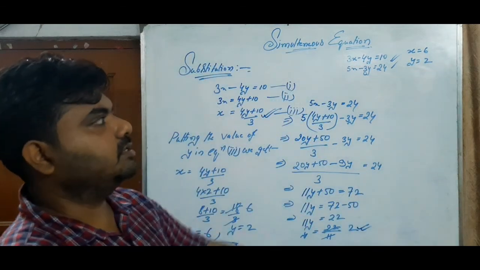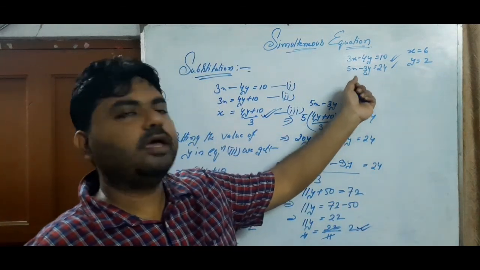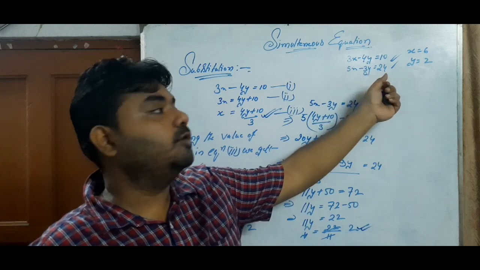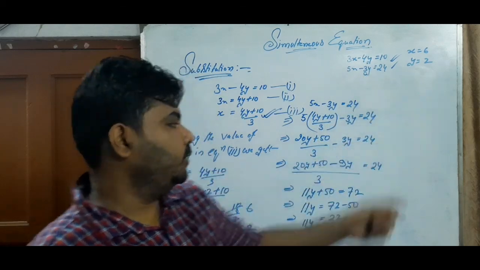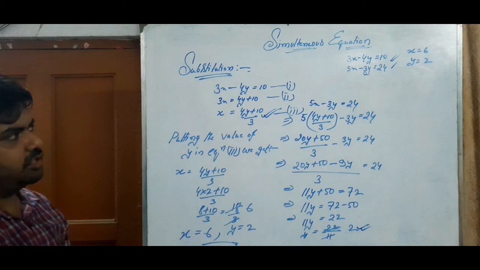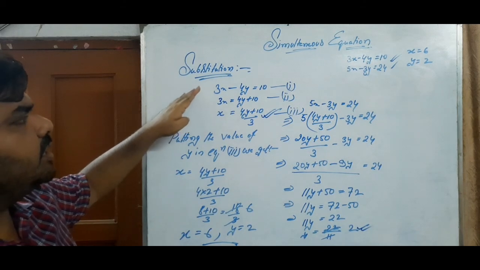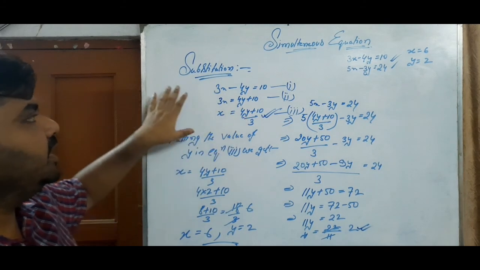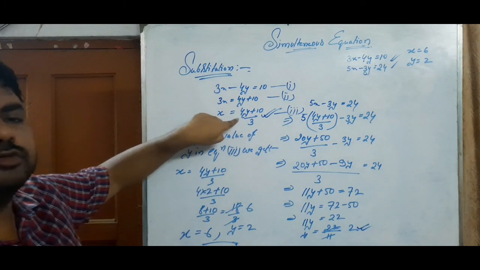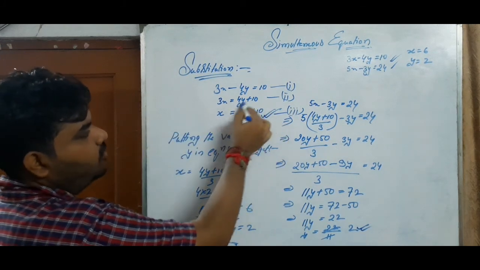Why am I writing this answer? We will solve this equation by the other three methods and we will tally the answer. Okay, so this is substitution. First of all, we are expressing one variable in terms of other. That is, I am expressing x in terms of y. Now, this is the value of x.